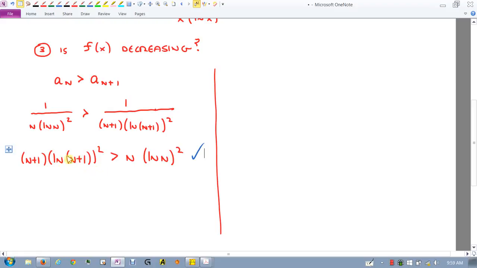Is there anything you could do with this, like that natural log? Can you break it into two natural logs, or no? Because there's addition between them, right? Addition inside. You can only break it with multiplication. So you're kind of at a point here where maybe you could keep going algebraically, maybe not. Which would leave you with the other way, which would be to show that the derivative is negative.